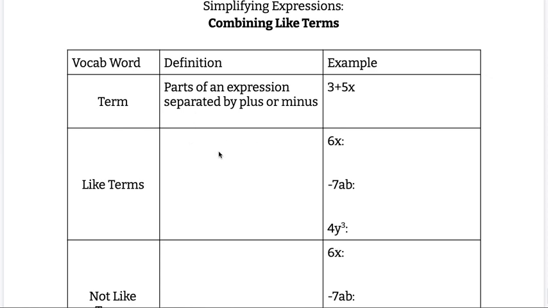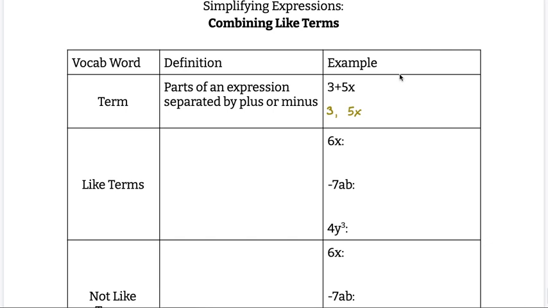Look at the difference between like terms and unlike terms. So the first general idea here is that in this example we've got two different terms. We've got a 3, which is one of the terms, and we've got a 5x. Those are the two terms we have, separated, of course, by the positive.